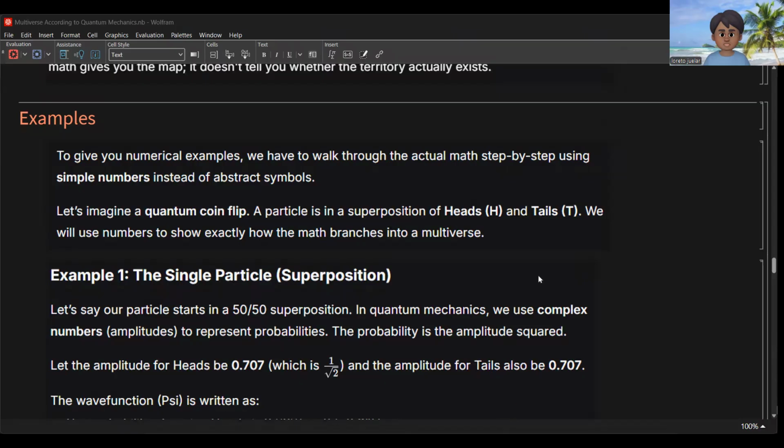So we have examples here. To give you numerical examples, we have to work through the actual math step by step using simple numbers instead of abstract symbols. So let's imagine a quantum coin flip. A particle is in a superposition of heads and tails. So we will use numbers to show exactly how the math branches into universes.